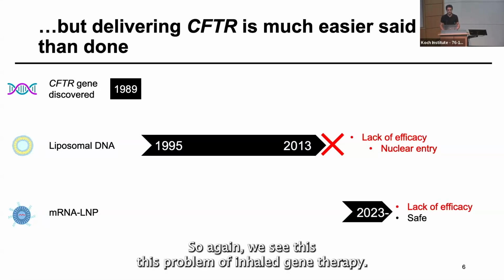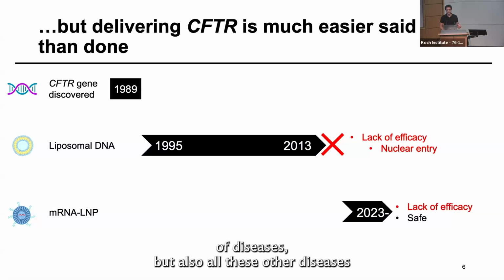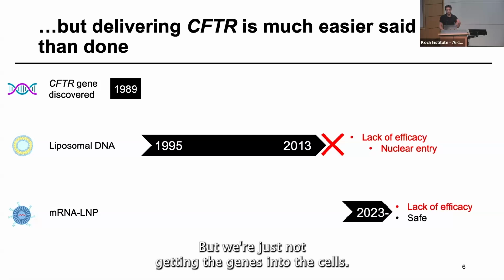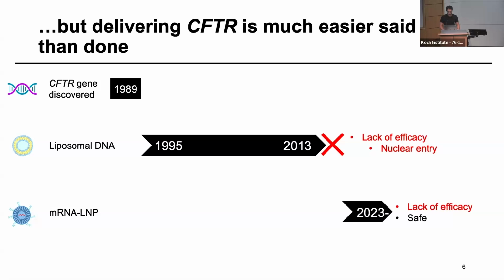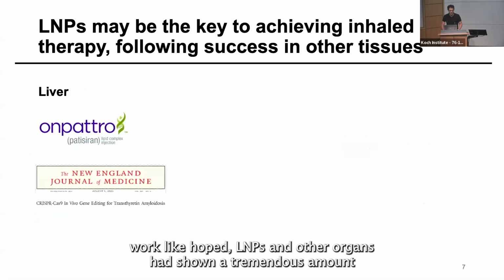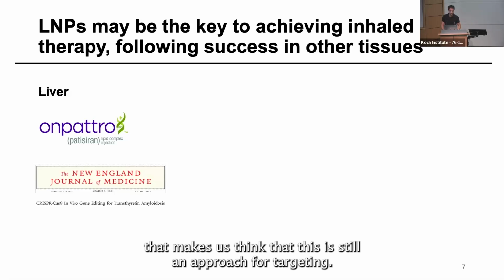So again, this problem of inhaled gene therapy, if we could crack it, we'd be talking about treating this huge range of diseases, CF, but also all these other diseases for which we have really clear candidates for what gene we'd like to deliver. But we're just not getting the genes into the cells. But while the first attempt with mRNA LNPs didn't necessarily work like hoped, LNPs in other organs have shown a tremendous amount of clinical and preclinical promise that makes us think that this is still an approach worth targeting.